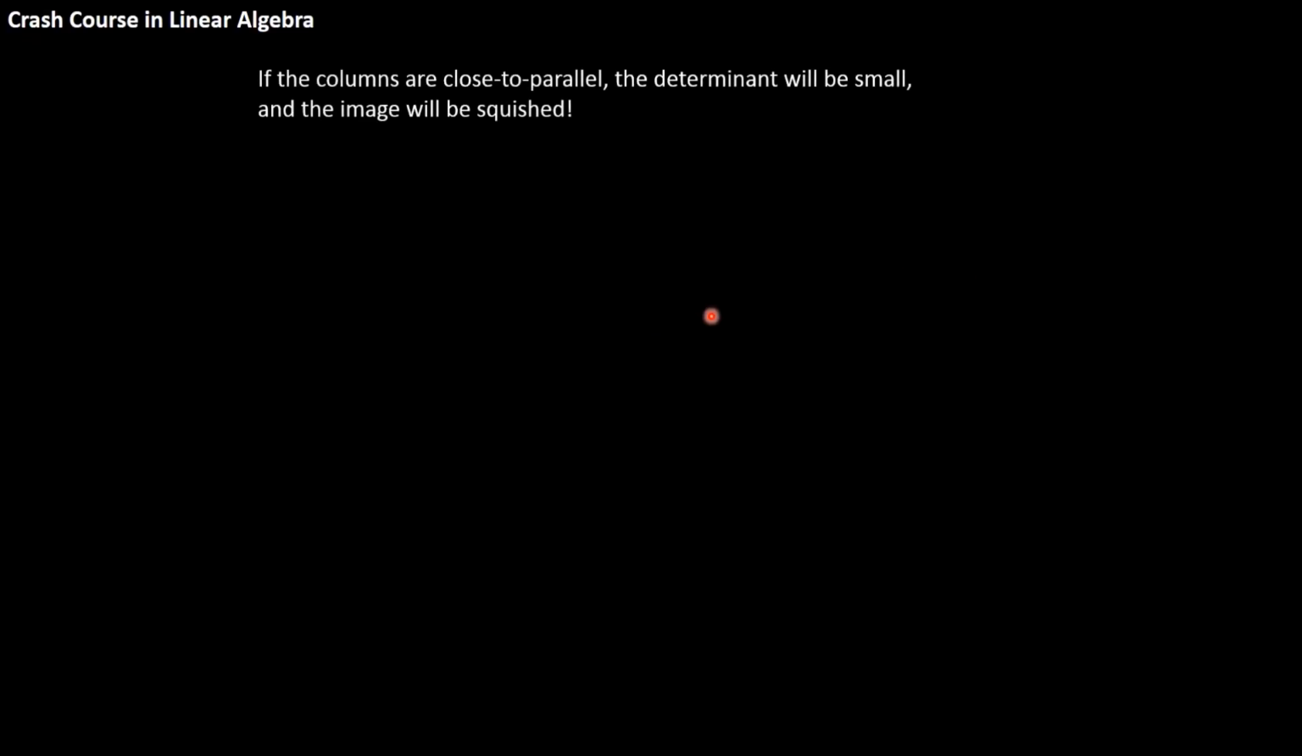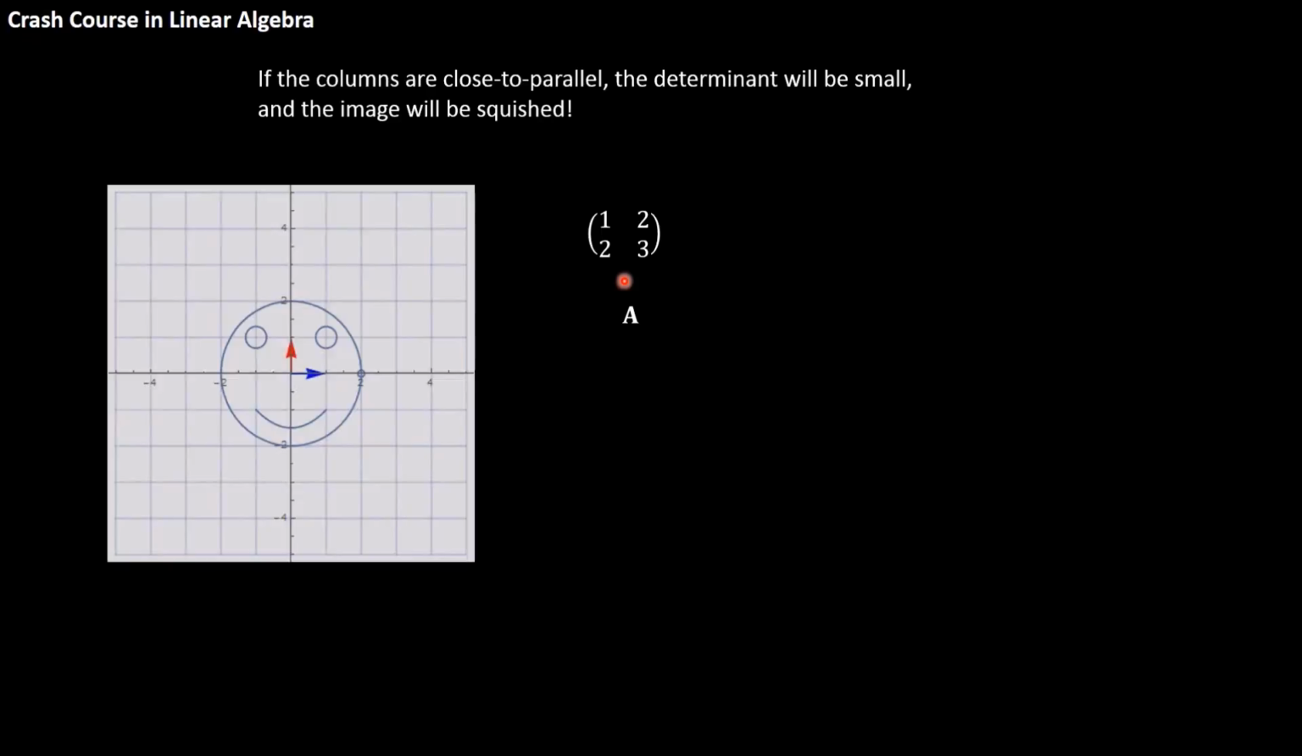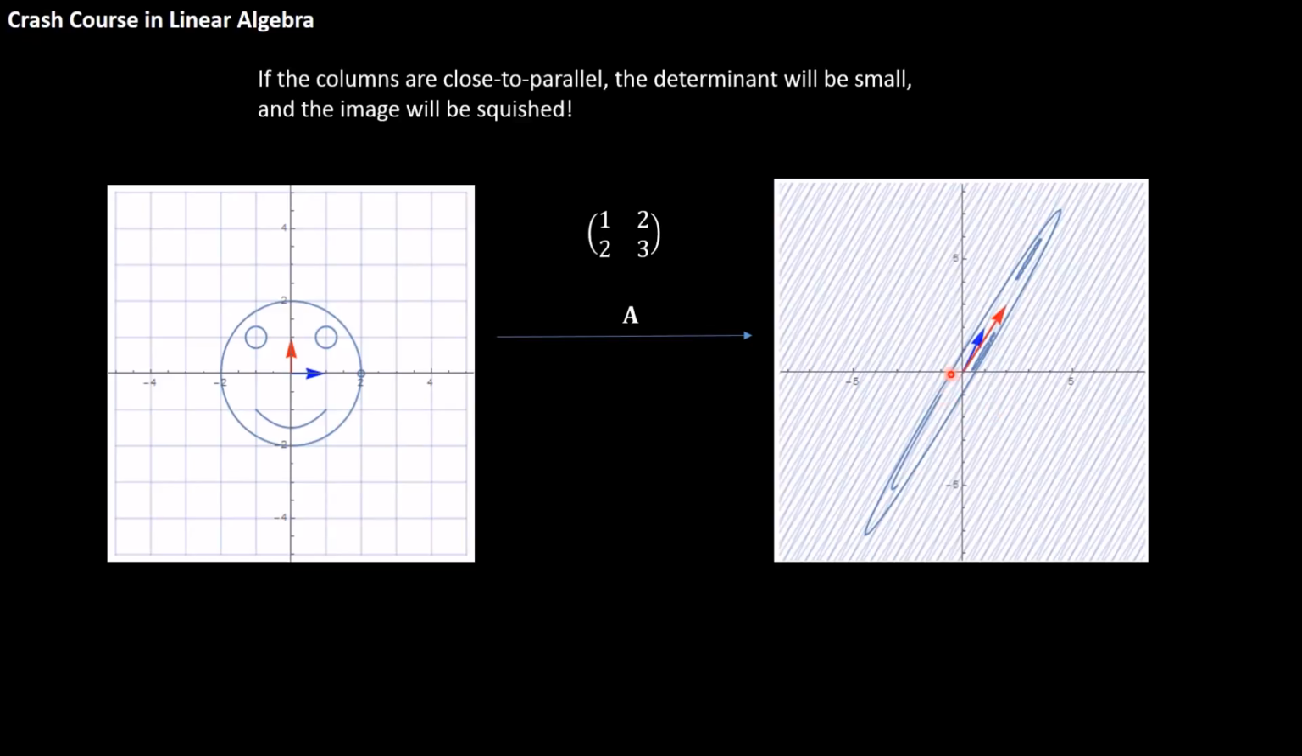And if the columns are close to parallel, then a pretty bizarre thing happens to the image. It gets very distorted, as you can see. So that's because this first column says where the blue vector goes. The second column says where the red vector goes, and since they're almost parallel, the image gets very squeezed along this direction. You can barely even tell that it was a smiley face to start with.